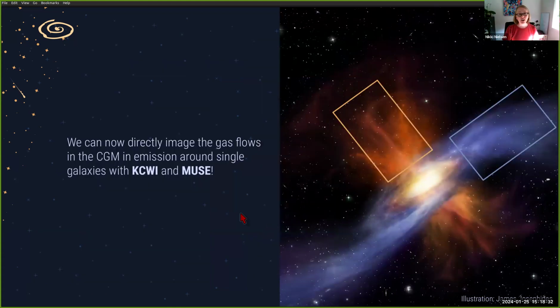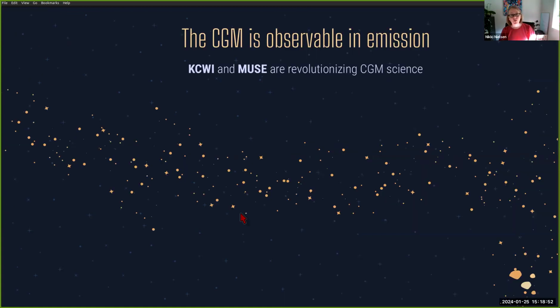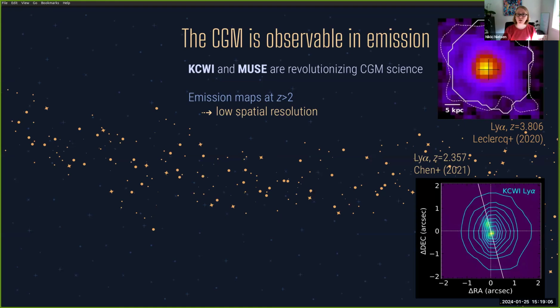However, we actually don't need to stack galaxies to observe the CGM in emission. We can use instruments that are already on telescopes. So we have MUSE on the VLT, and then we also have the Keck Cosmic Web Imager on Keck. And so this is quite exciting. We know that the CGM is observable in emission because these two instruments are, in my opinion, currently revolutionizing CGM science.